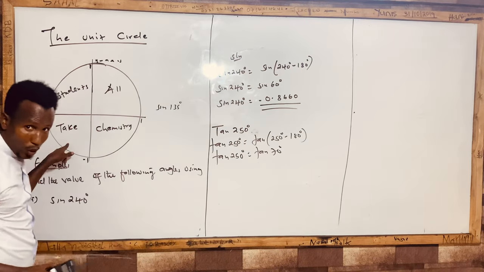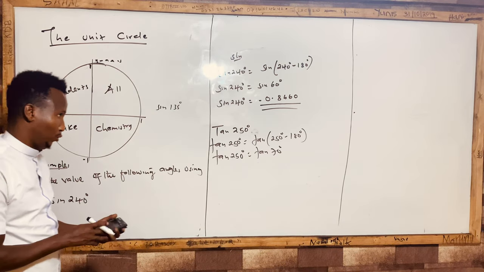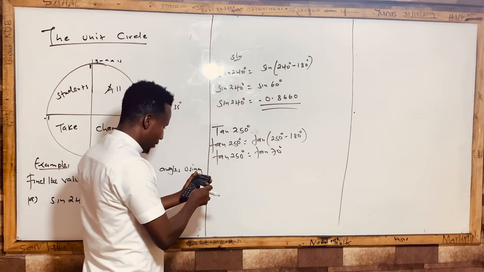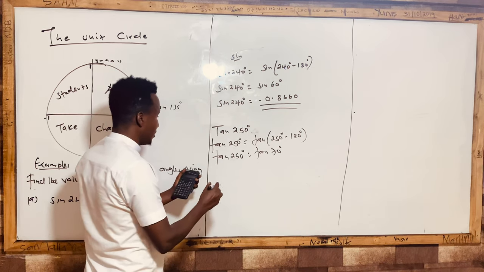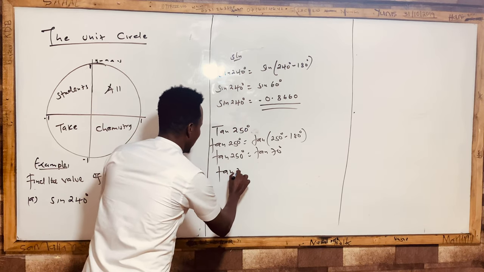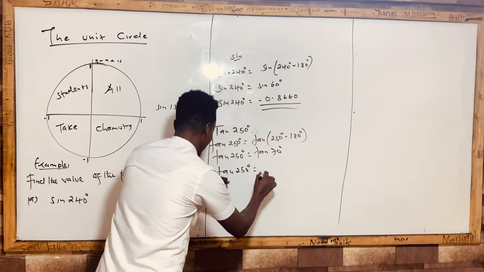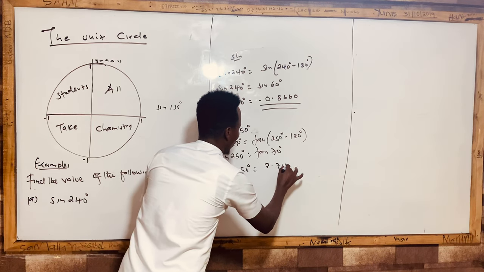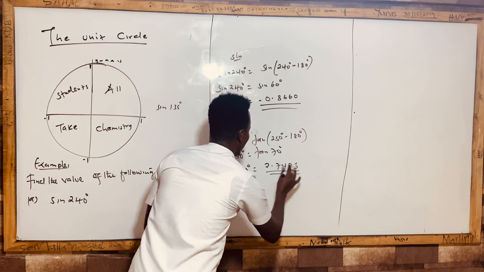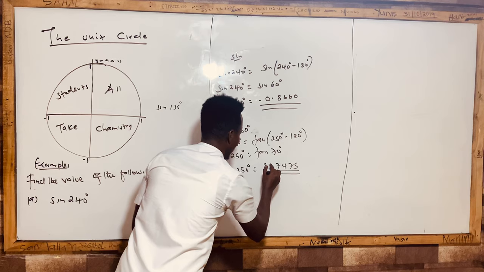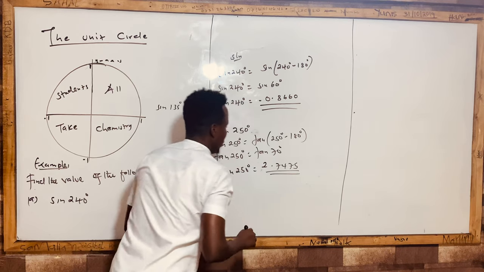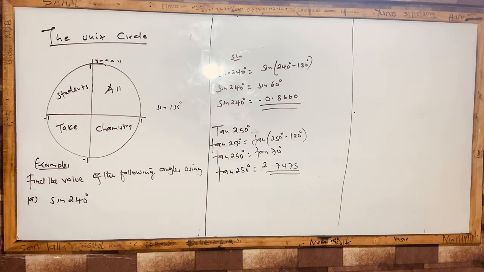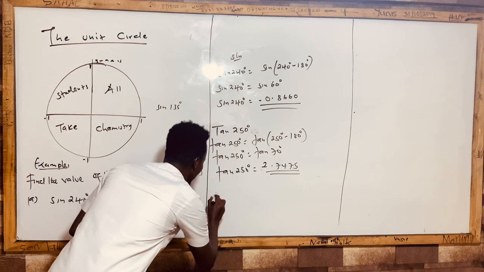Knowing that in the third quadrant, tan is what? Tan is positive. Don't forget that. So I'll say tan 70. That is, tan 250 degree is equal to 2.7475, which is positive for your information. Okay? 2.7475. Final answer. Tan is positive here.